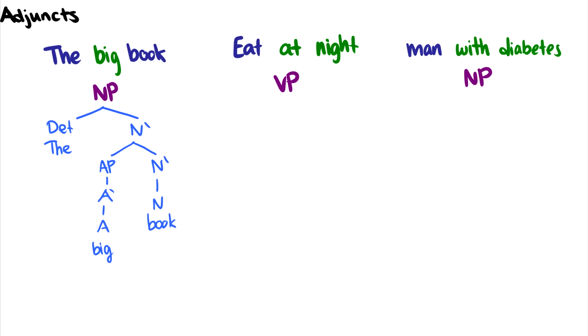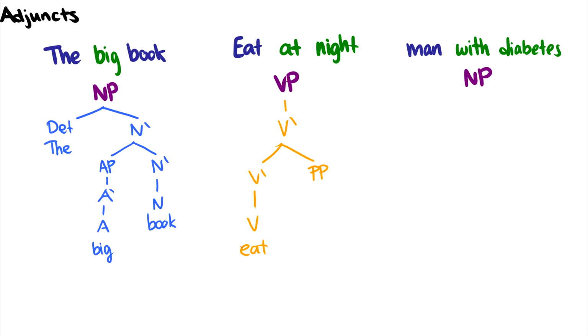So the big book. Okay. So again, the important part for this position here is that the adjunct is the daughter of a bar and a sister of a bar. Okay, what about eat at night? Okay, eat at night. So eat. Well, eat is the head of the sentence. At night is an adjunct. So at night has to be the sister of a bar as well as the daughter of a bar. So there is no specifier here. So we don't have anything branching out below the phrase. But we do have this adjunct. So at night is a prepositional phrase adjunct. So again, daughter of a bar level, sister to a bar level. And then eat is, of course, the head of the verb phrase.